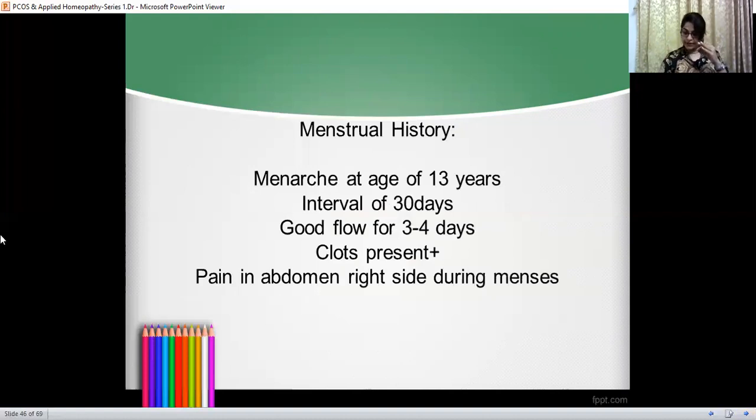So I took the case not in my format. The patient was going on speaking and I was recording the symptoms. So after these two complaints, she started with her menstrual history. I did not interrupt her because the patient's flow is more important.